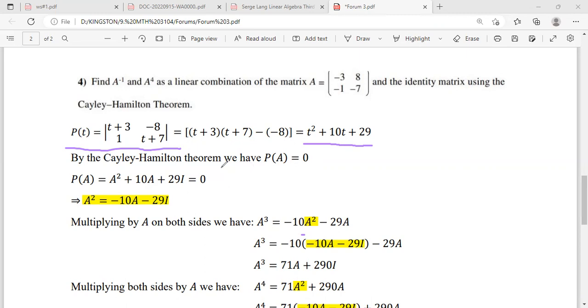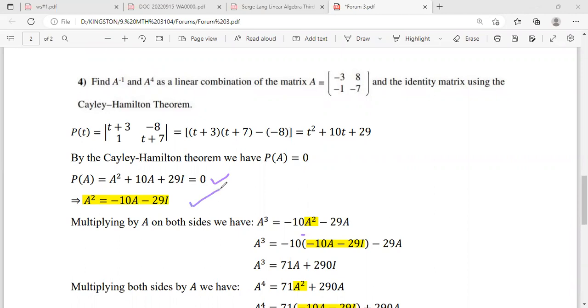So by the Cayley-Hamilton theorem, we have that p of A is equal to 0. So wherever we're seeing t here in our characteristic polynomial, we just substitute the matrix A, and we'll see our solution is equal to 0. Good. So moving on now, what we have P of A is equal to A squared plus 10A plus 29I. And that, of course, by the Cayley-Hamilton theorem is equal to 0. Now, this will help us to make A squared the subject. And A squared is equal to -10A minus 29I, right?